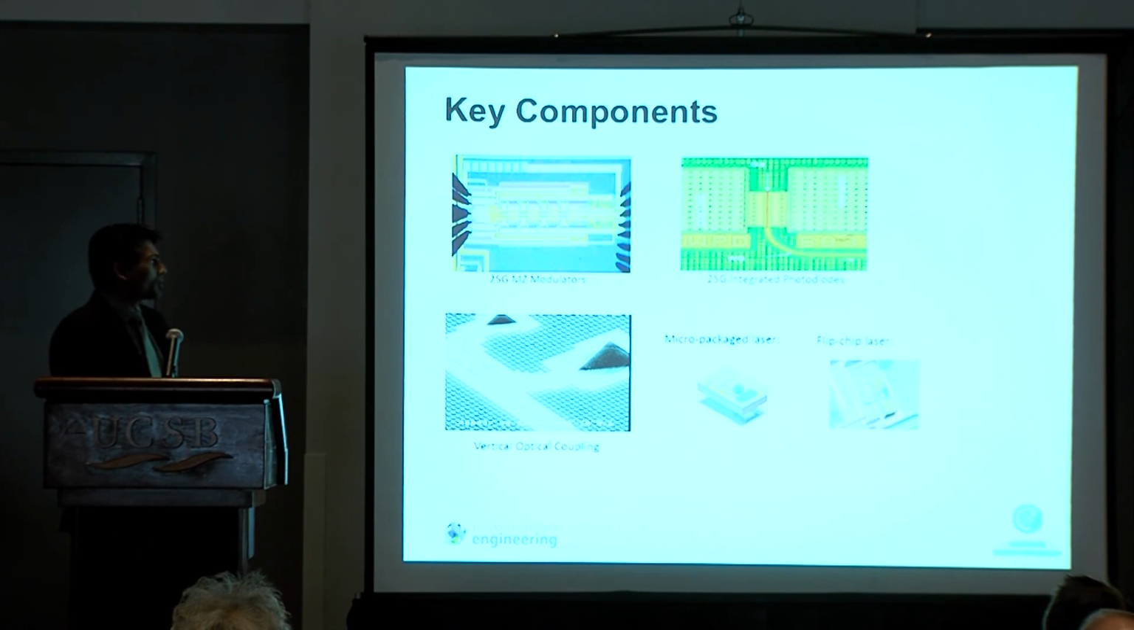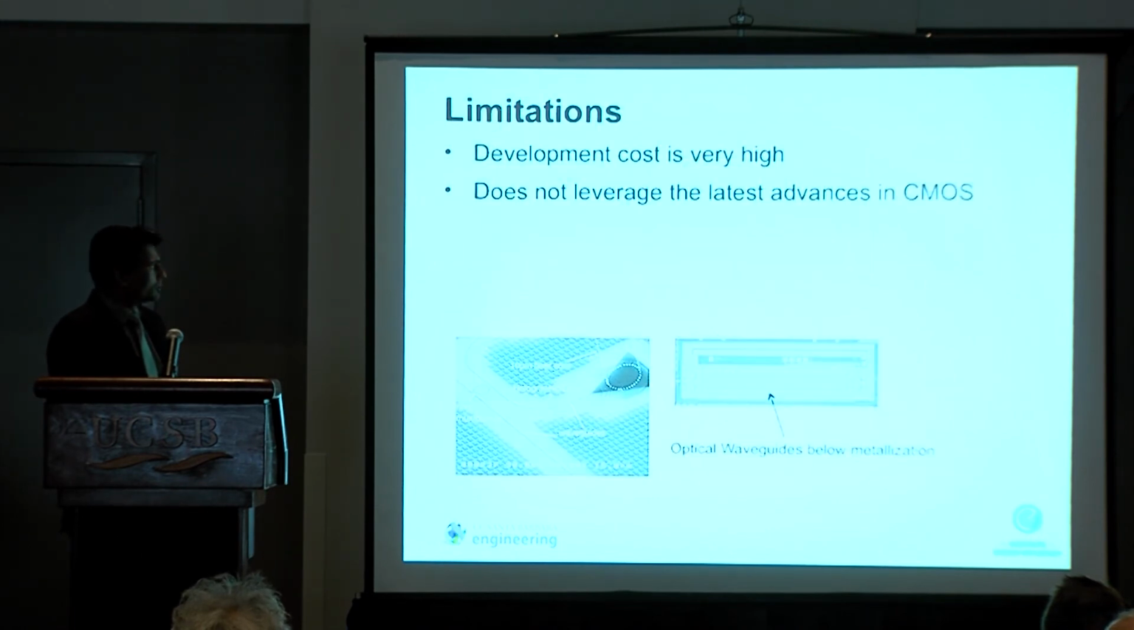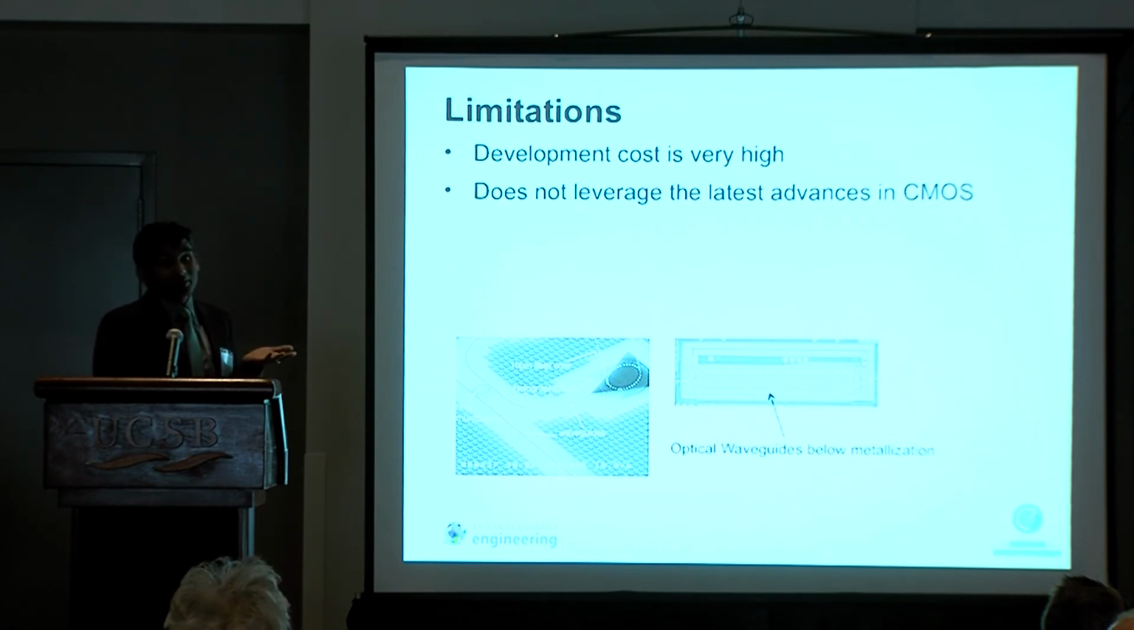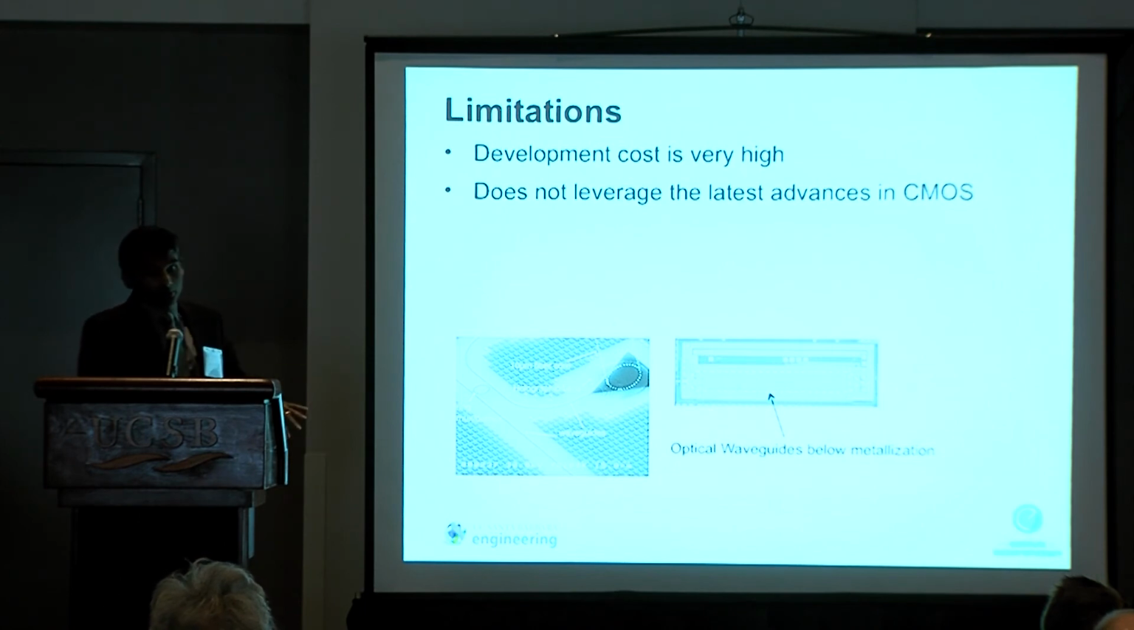So these are the key components that they've actually been able to integrate into the flow. But there are limitations. One is the development cost is very high, as it is a very complicated process with 30 masks, and on top of that, you're adding photonics into the picture, your yield is going to go down.